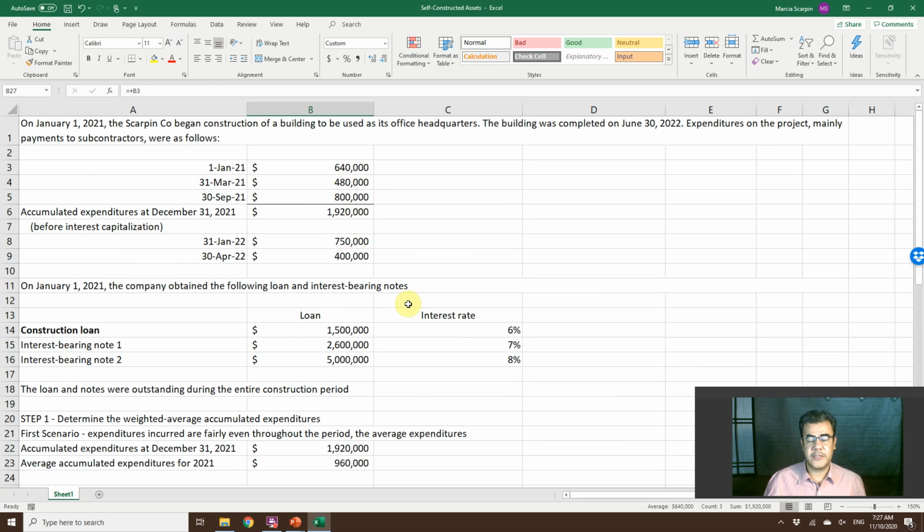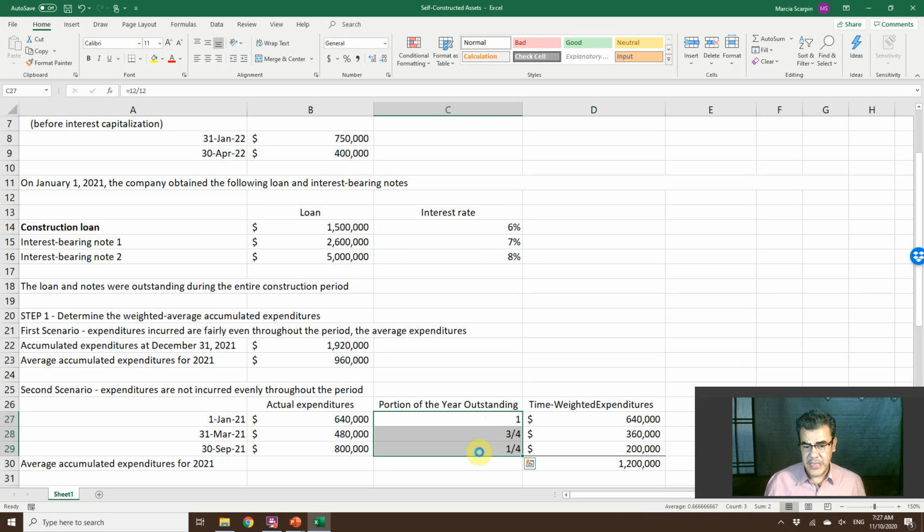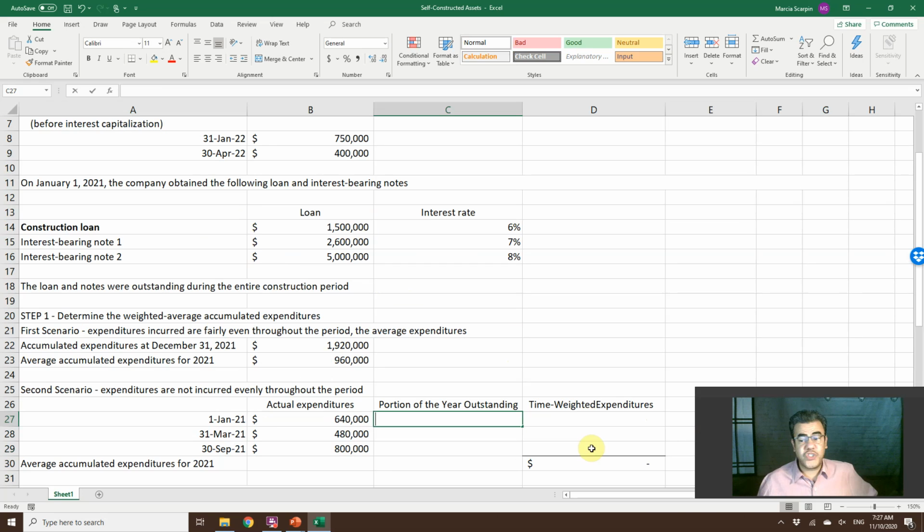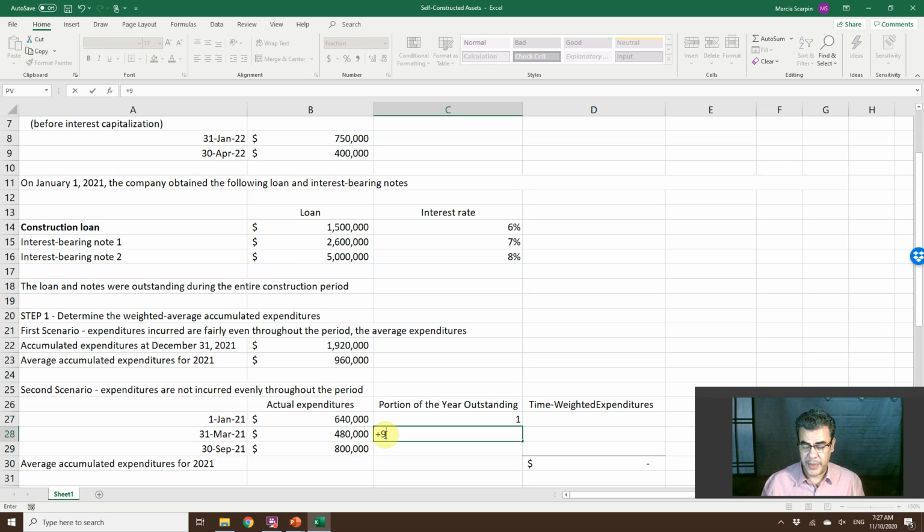Three payments here, the same. And portion of the year. How do we find it? The first, January 1st. So we have 12 months of this payment. So 12 divided by 12. The second one, March 31st. So this payment here was expended in March. So what portion of the year do we have? April, May, June, July, August, September, October, November, December. 9 months. So 9 divided by 12. So 3 quarters of a year.